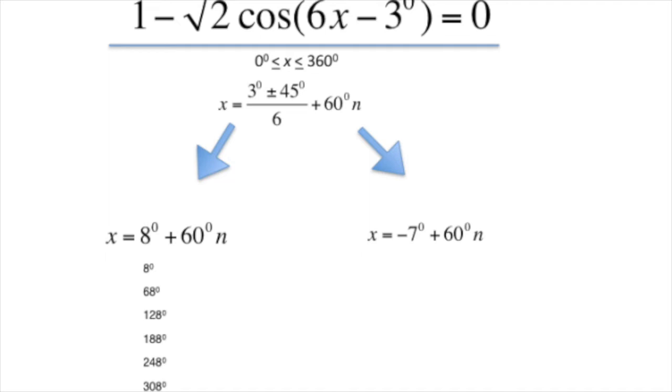So now looking over on the other side, we're starting at negative 7. If you add 60, you get 53. Add another 60, you get 113. Another 60, 173. Another one, 233. Another one, 293. And yet another one, 353. And at this point, you look back and you say, well, look, I have all of these, except that negative 7 doesn't really belong. So these 12 answers are the answer when the range is restricted to anywhere from 0 degrees to 360 degrees.